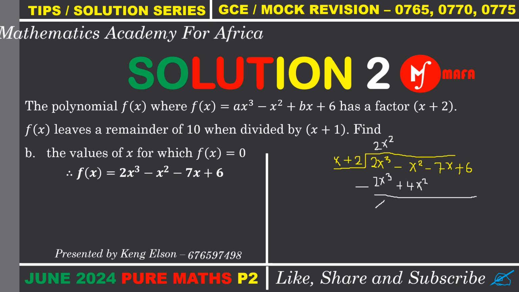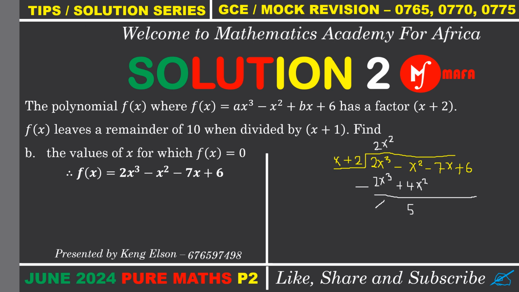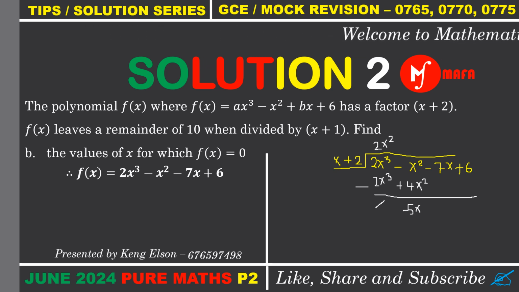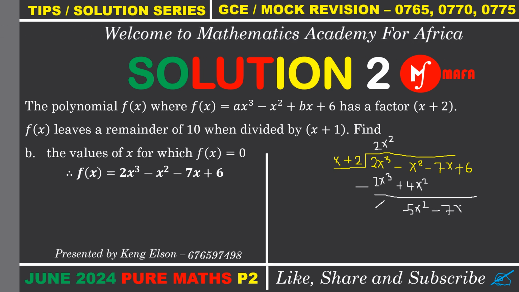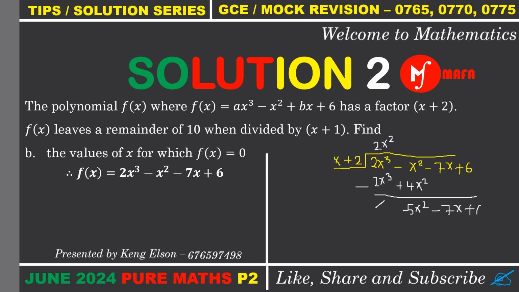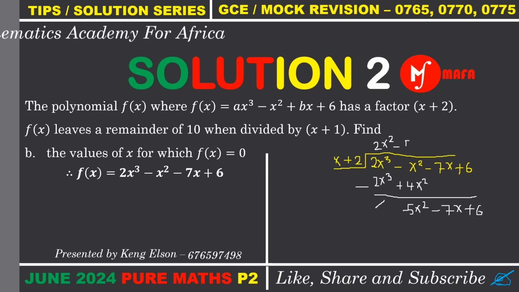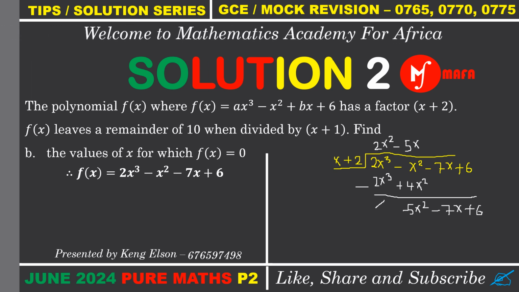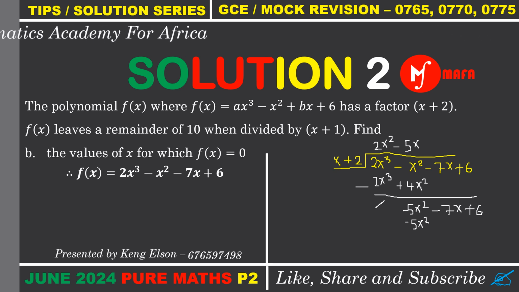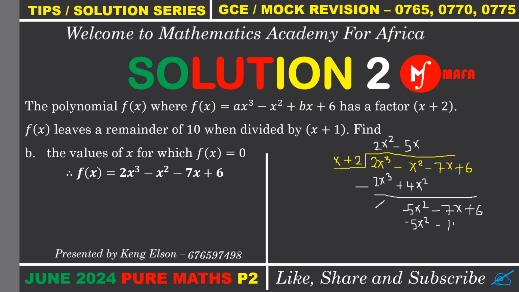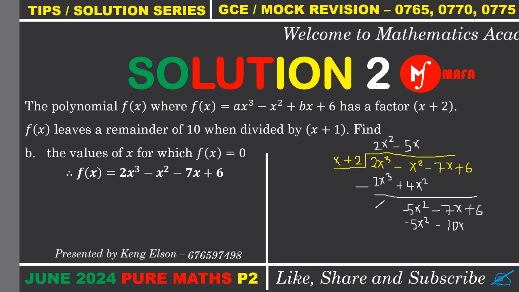Negative x squared minus 4x squared is negative 5x squared. Now there are no more terms in x squared, so we just bring down negative 7x and then we bring down positive 6. We divide again. Negative 5x squared divided by x is just negative 5x. Then we multiply again. Negative 5x times x is negative 5x squared. Negative 5x times positive 2 is negative 10x. Then we have to subtract.